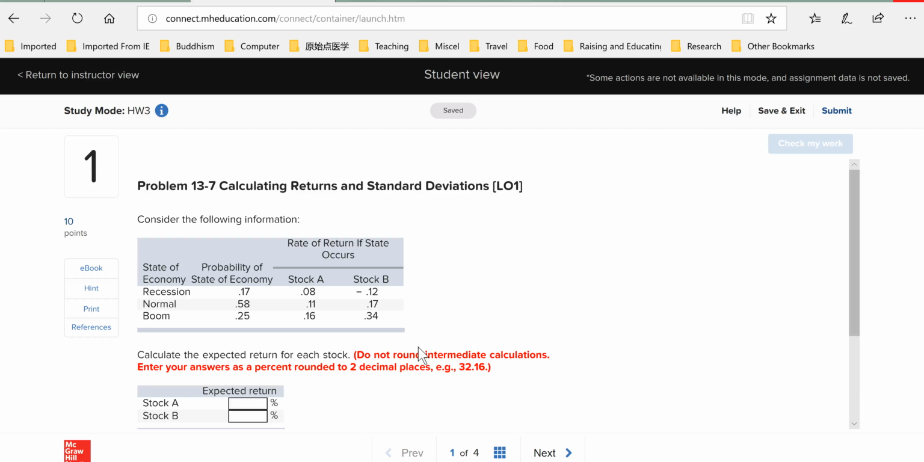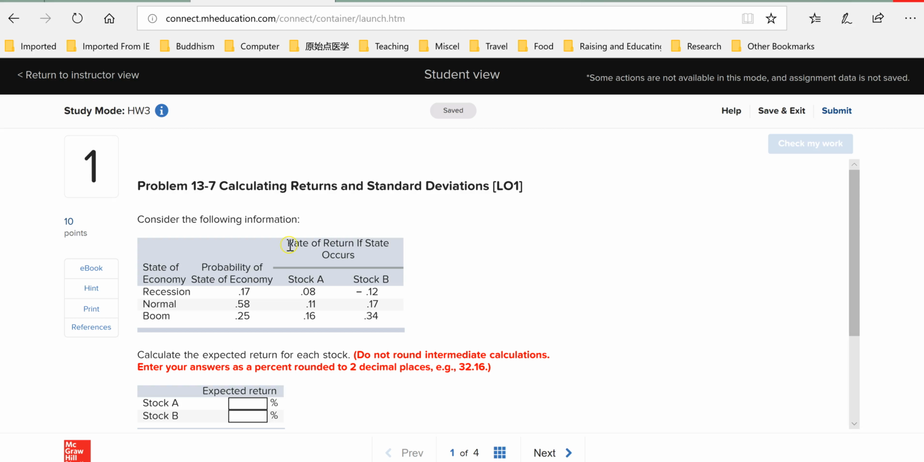This is question number 1 on homework 3. So this is a very standard question on calculating the expected return and standard deviations. My focus here is on standard deviations because most of the problems come from this part of the calculation.